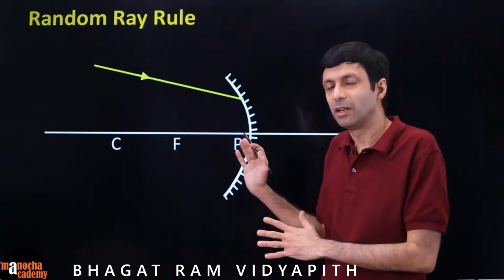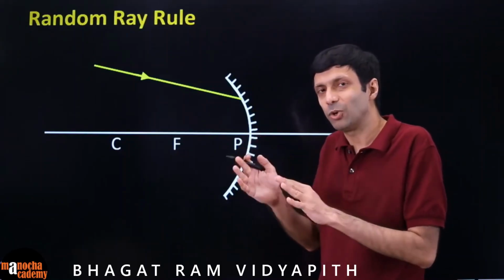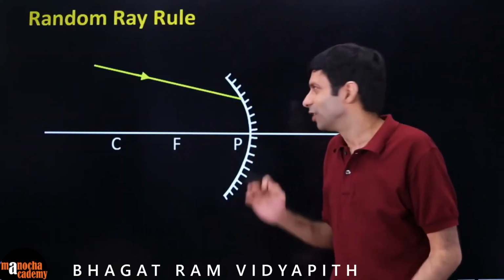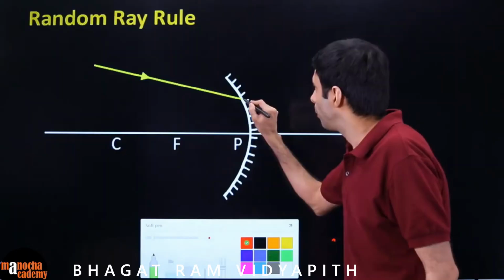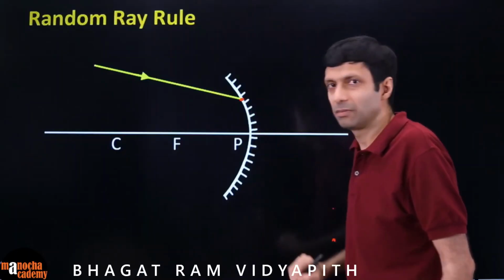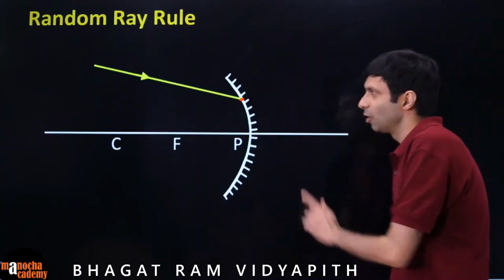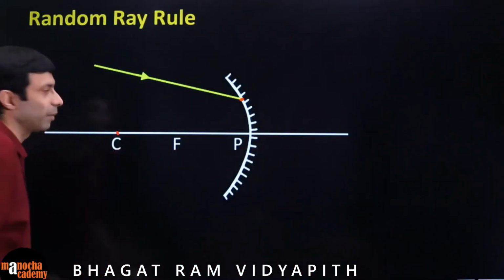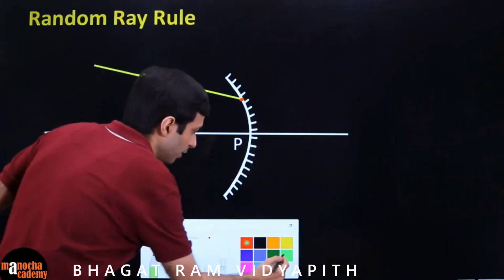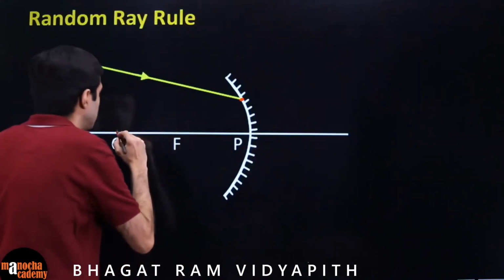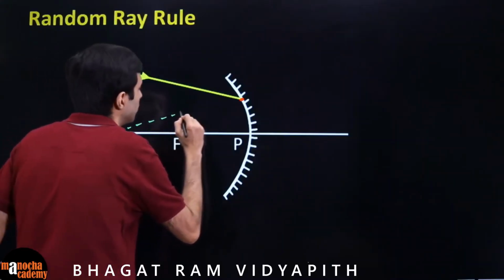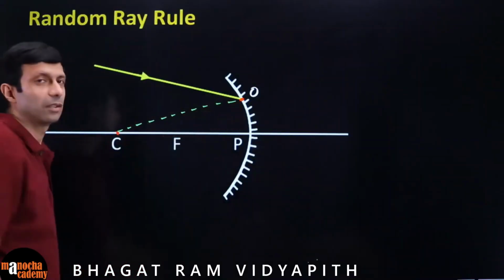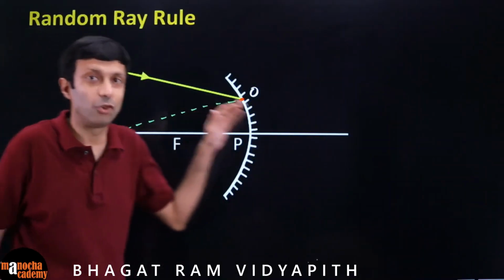This is your light ray. To use angle i equal to angle r, you need the normal. How do you get the normal? Very simple. Just join the point of incidence to the center of curvature. That is the only thing you have to remember. Let's call the point of incidence O here. So if you join OC, you have basically drawn your normal.